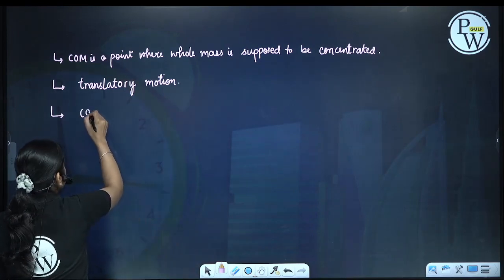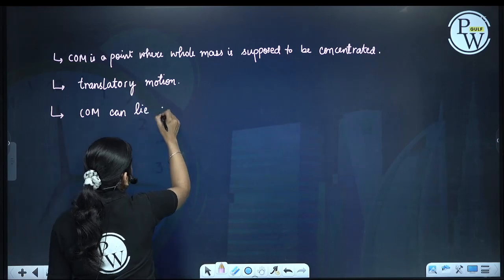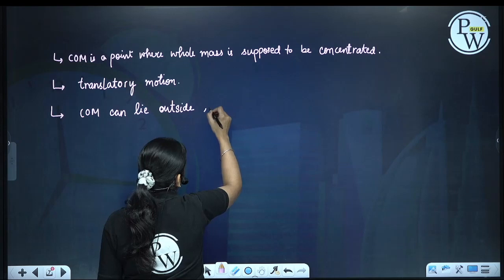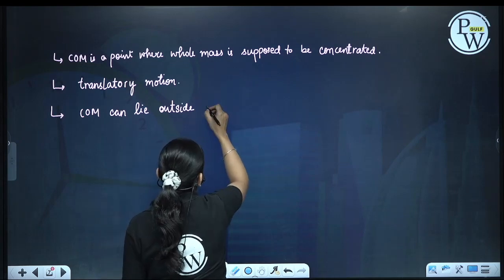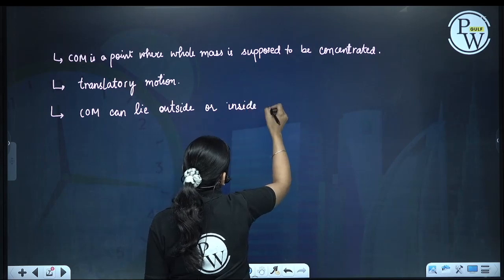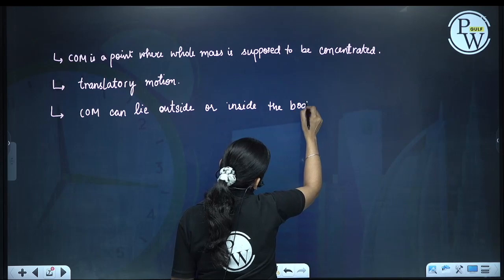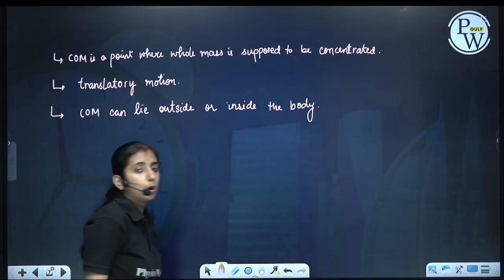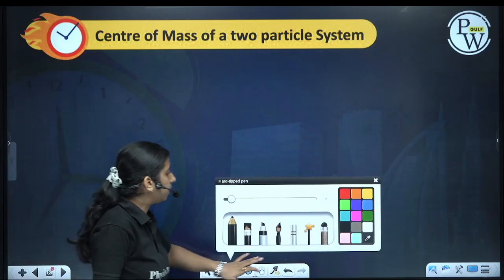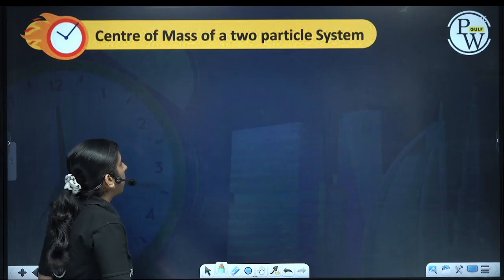Now, center of mass can lie outside or inside the body. Center of mass can lie outside the body or inside the body. Now, let us calculate how center of mass is calculated. First is for a two particle system.